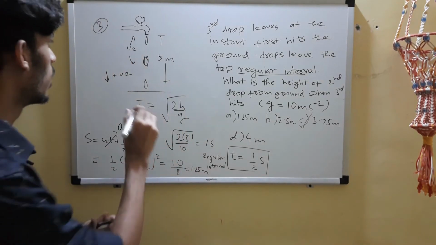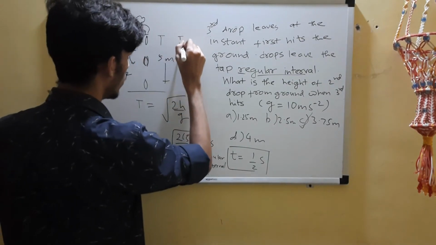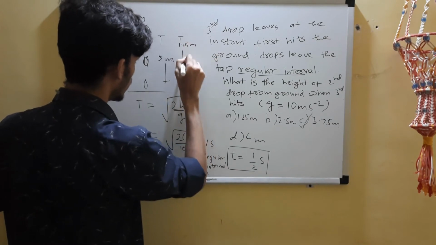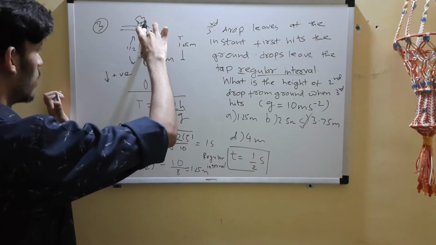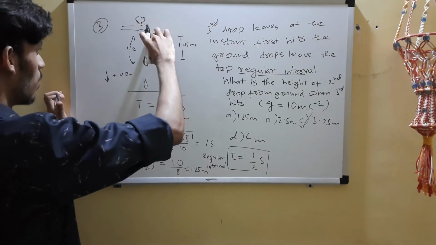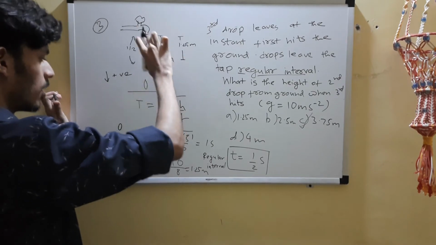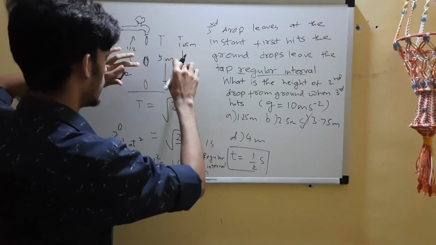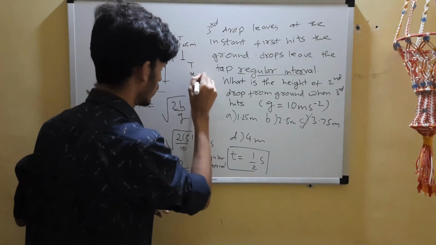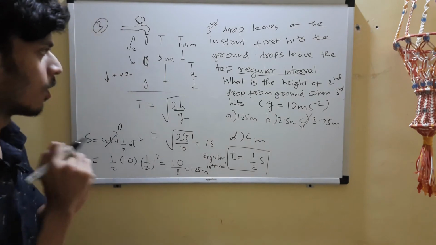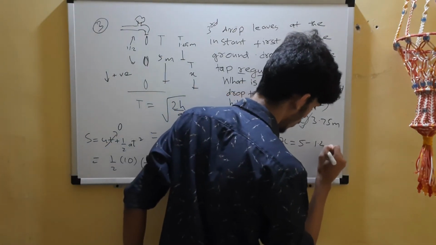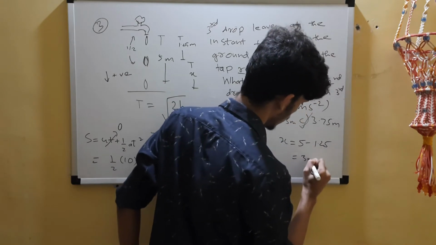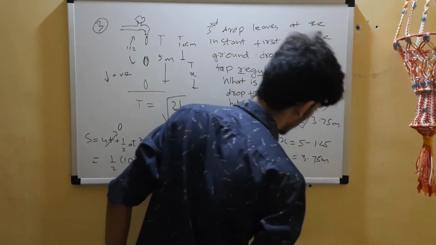But what do they want? So this distance, you found it out to be 1.25 meters. From the tap to the first drop, right? From the last drop to the second drop, third drop to the second drop. So this distance is 1.25, but they want the distance from the ground. So what do you do? X is equal to 5 minus 1.25, which is 3.75 meters.